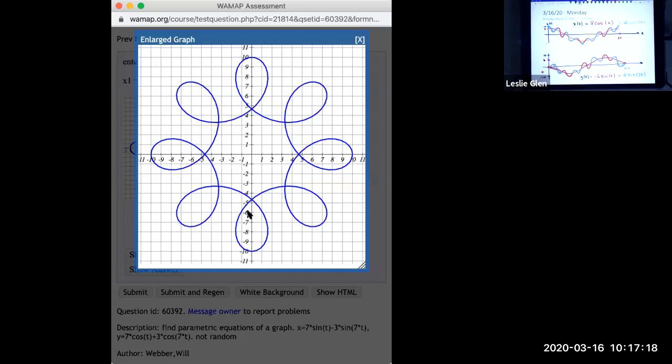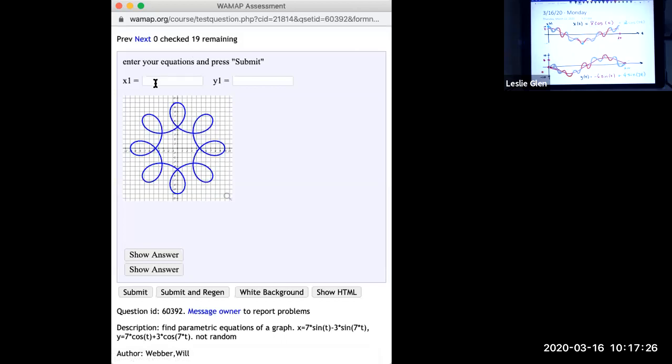All right, so I'm just going to keep going unless I start to see people disappear, in which case we'll stop and I will resume with this tomorrow. So now I have equations for x and y. I'm going to type them in.